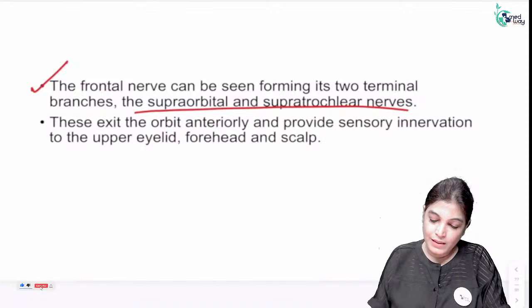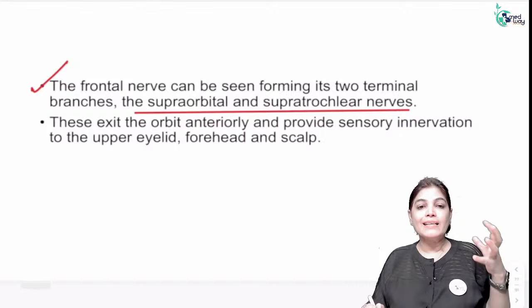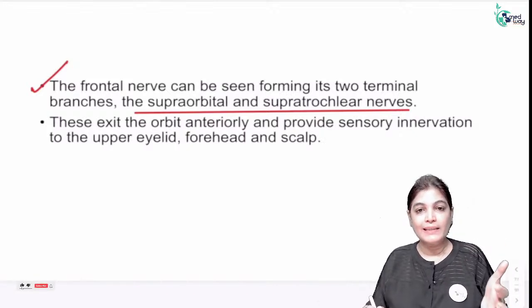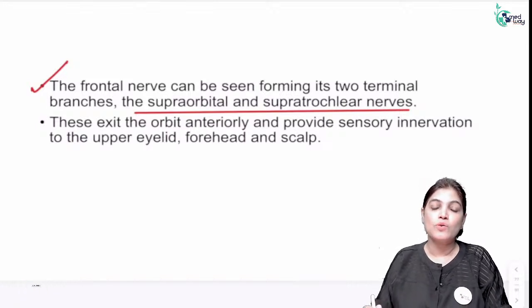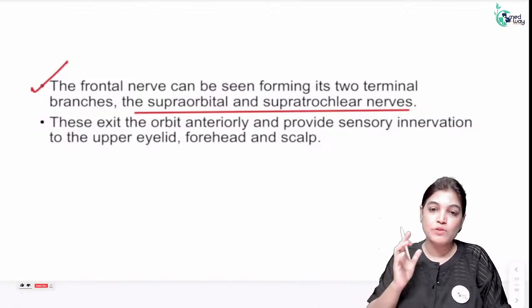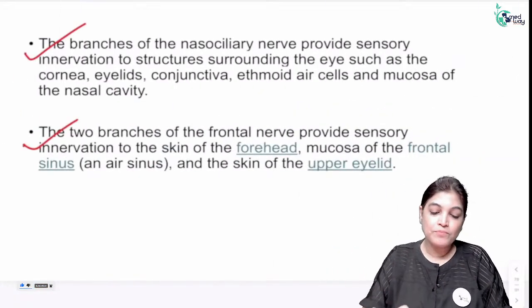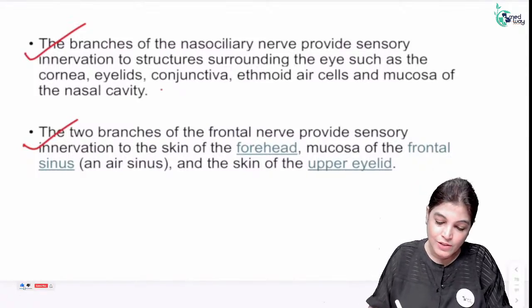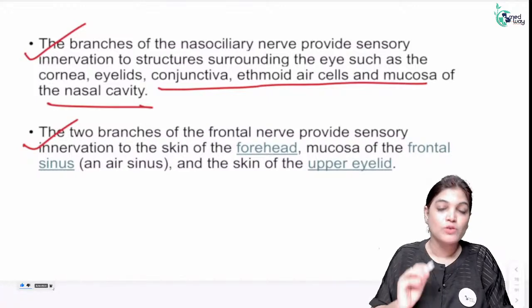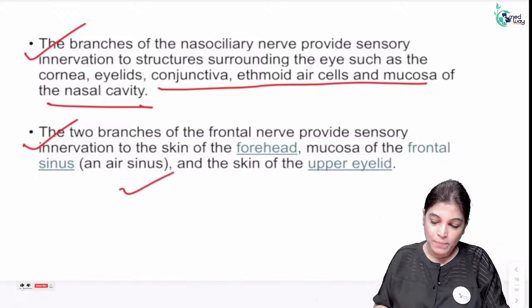The frontal nerve has two branches, supraorbital and supratrochlear. The nerve exits through the orbit anteriorly and provides sensation. These two nerves give sensation to the upper eyelid, forehead and scalp. So only scalp and nose is the right answer. The reason is that the other branches, nasociliary, provide innervation to the eye, conjunctiva, ethmoidal air sinus and also the nasal cavity. The frontal provides innervation to the upper eyelid, forehead and frontal air sinus.